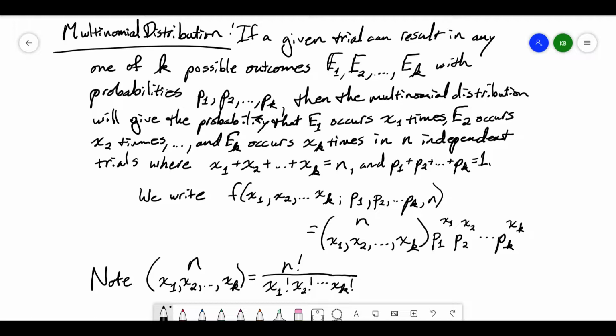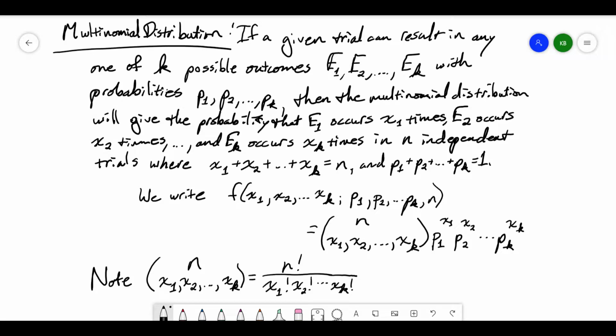Now, the n also helps us out when we're calculating this. It's equal to n choose x sub 1, x sub 2, all the way up to x sub k. And then we multiply that times the probability of event 1 occurring to the x sub 1 times the probability of event 2 to the x sub 2 times, and so on up to the probability of event k to the x sub k times.